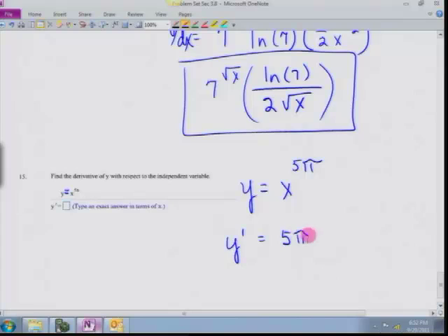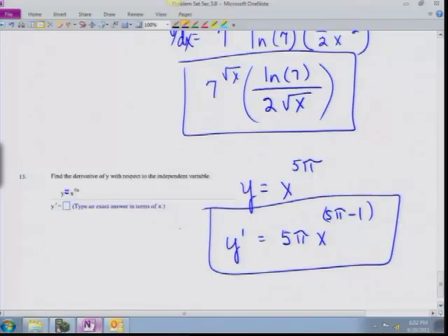X to the 5 pi minus 1. Would it be that? Double hooray. Why would I just subtract? Why can't you just subtract? It's not a rule. You could, but it would be less than exact.